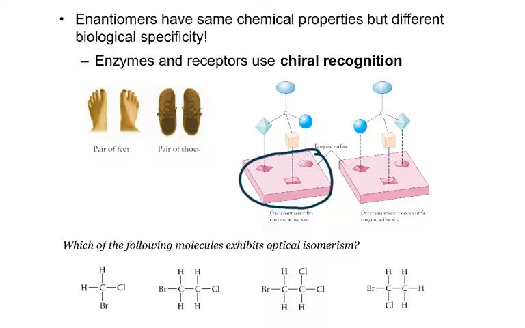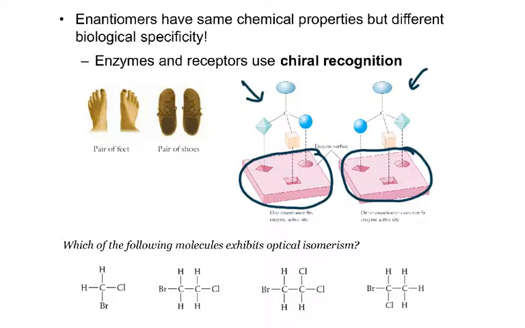In biology, enzymes have very specific binding sites for chemicals. And so while in chemistry, in a tube, the chemical properties of 2 enantiomers are the same, the biological properties will be very different because each enantiomer might bind a different enzyme.